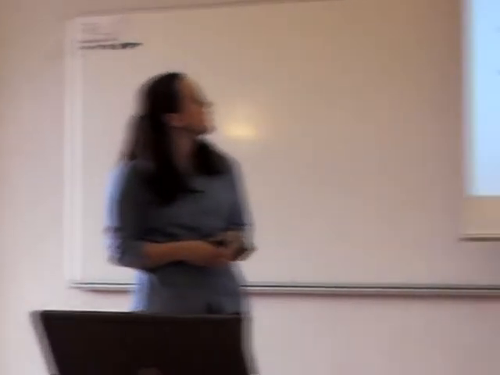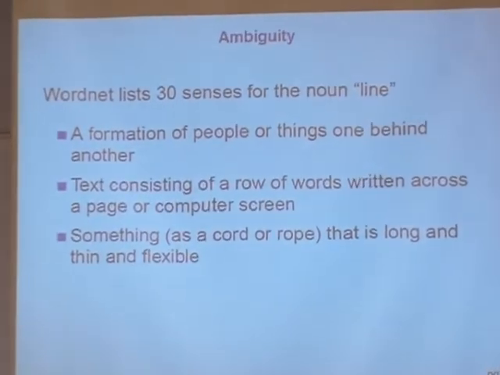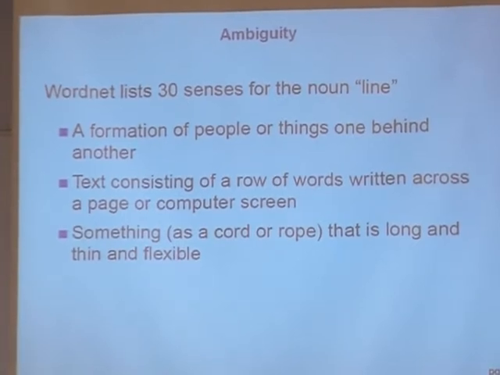So ambiguity in words is fun. WordNet lists 30 senses for the word line. That's kind of a lot. Some of them are very distinct and easy to tell the difference between. A formation of people or things one behind another, as in, I stood in line at the movie theater. Text consisting of a row of words written across a page or computer screen, as in, I read the line of text. And something that is long and thin and flexible, such as a clothesline for drying clothes.